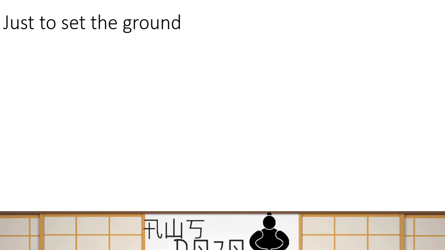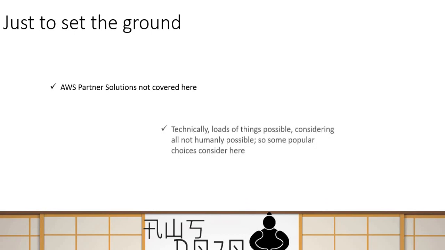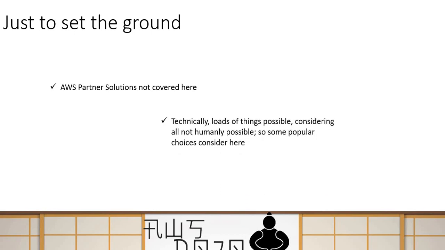So let me set some ground rules here, to cover the scope. I have not talked about any AWS partner solutions here. There are many AWS partner solutions which you can use to ingest data from various data sources. I'm not covering that in my discussion today. Now, technically, a lot of things can be done. Our service can be used in 100 ways. Many of the AWS services have duplicate capability. In that case, there are so many choices available, and it is not possible for me to cover all the choices.